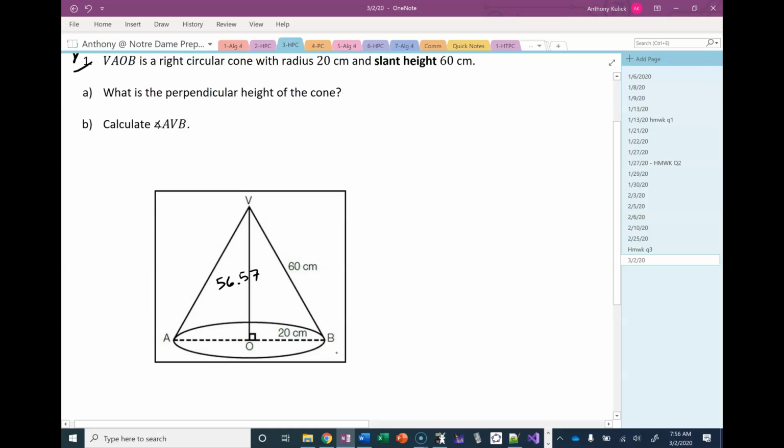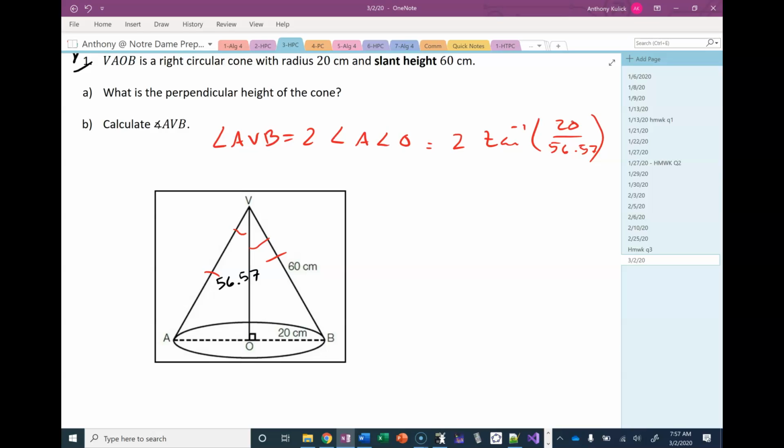So my plan for this is because I recognize that the triangle AVB is isosceles. I know that angle AVO and angle OVB are going to be congruent. So my plan here for angle AVB is going to be 2 times angle AVO, which should be 2 times tan inverse of opposite over adjacent, and that should do it for us. Let's type that in real quick and make sure that that comes out to be what I hope it does.